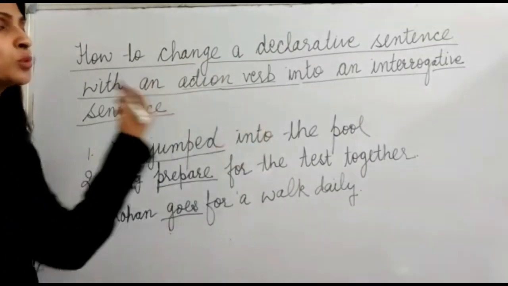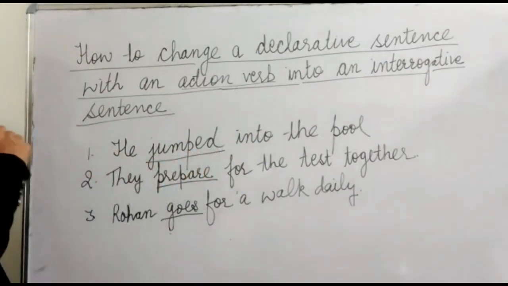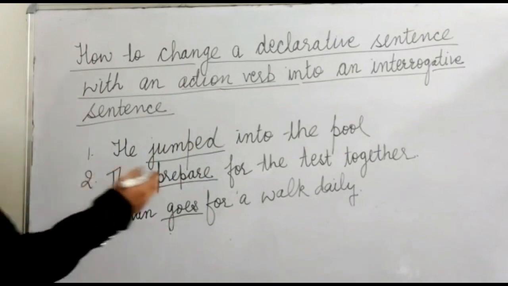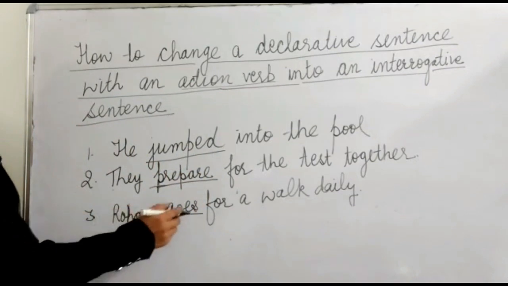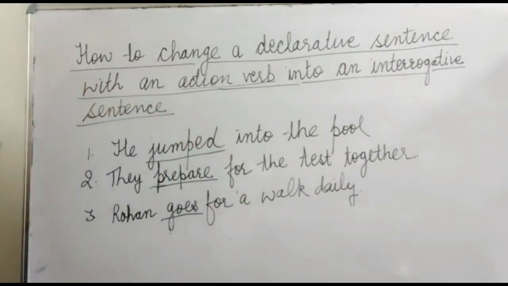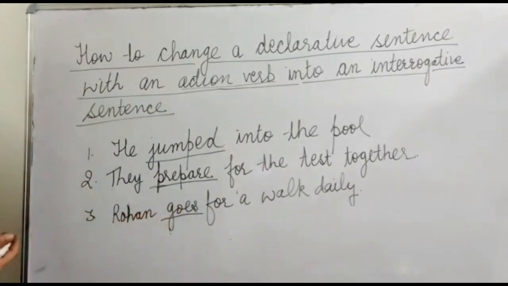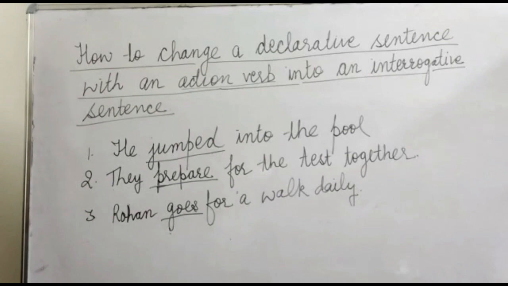He jumped into the pool. So what is the action verb here? Jumped. They prepared for the test together. What is the action verb here? It is prepared. Rohan goes for a walk daily. Now what is the action verb here? It is goes. We will learn how we can change these declarative sentences into interrogative sentences.